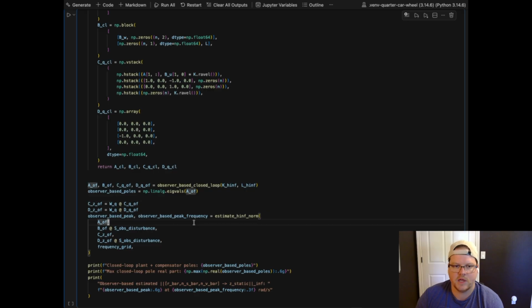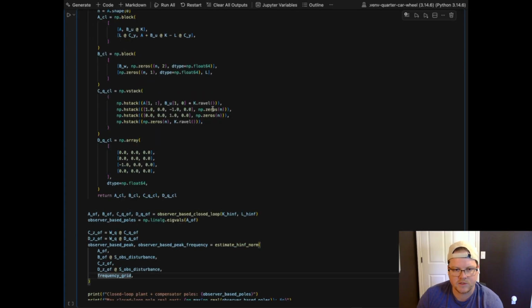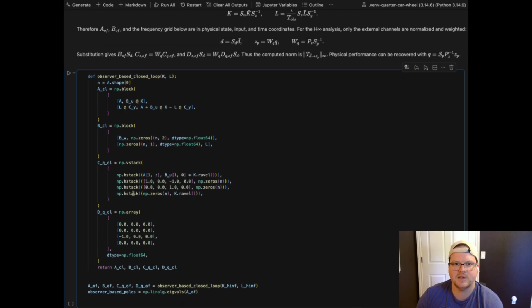We're using the output feedback A, B, C, D. Note that the B and the D are being mapped with the SD and, what did I write down? So we have S observed disturbance for the B, and then S observed disturbance on the DZ here. Yeah. Okay.